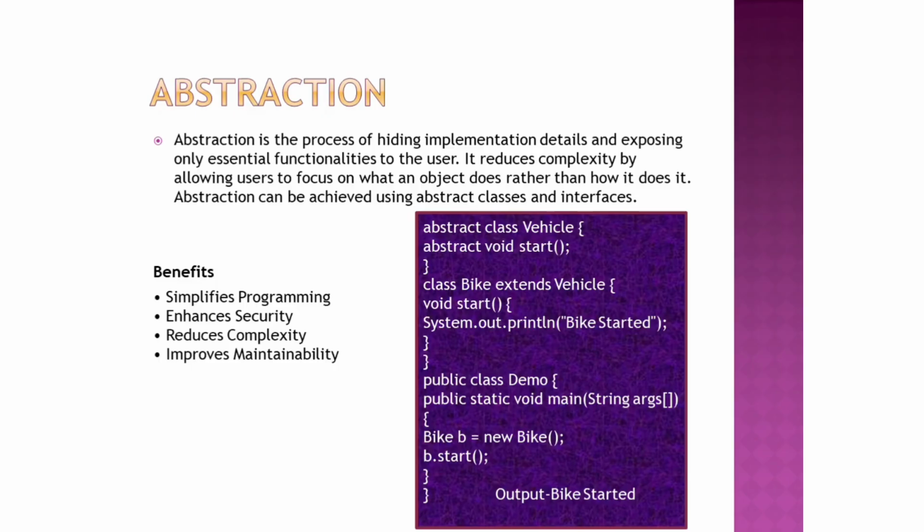Okay. So the user simply calls the start method. They don't know how the method works internally. This is the perfect example of abstraction in Java. So abstraction tells us what to do, but hides how it is done.